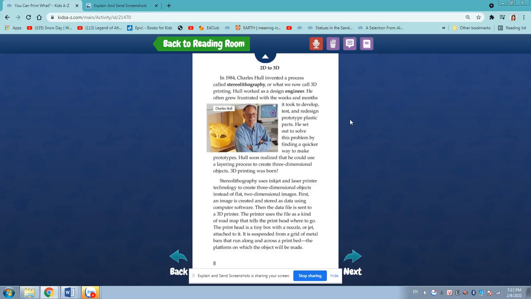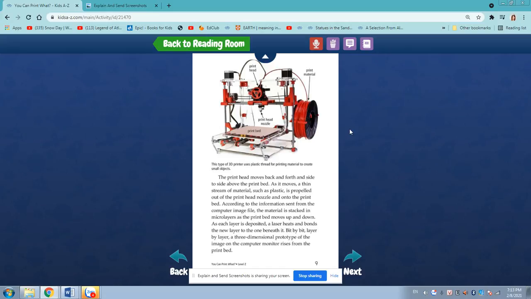It is suspended from a grid of metal bars that runs along and across a print bed, the platform on which the object will be made. The print head moves back and forth and side to side above the print bed. As it moves, a thin stream of material, such as plastic, is propelled out of the print head nozzle and onto the print bed. According to the information sent from the computer image file, the material is stacked in micro layers as the print bed moves up and down. As each layer is deposited, a laser heats and bonds the new layer to the one beneath it, bit by bit. Layer by layer, a three-dimensional prototype of the image on the computer monitor rises from the print bed.